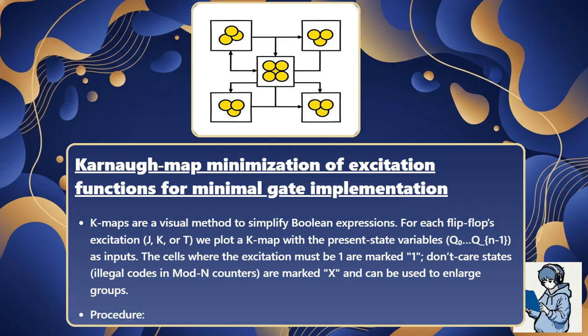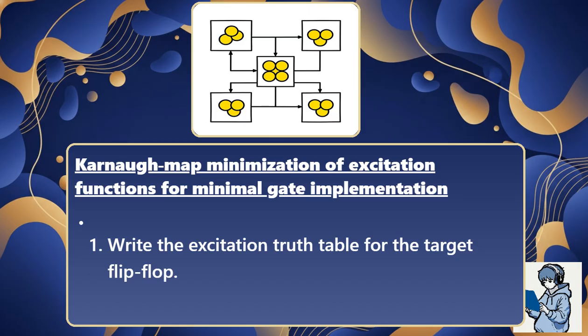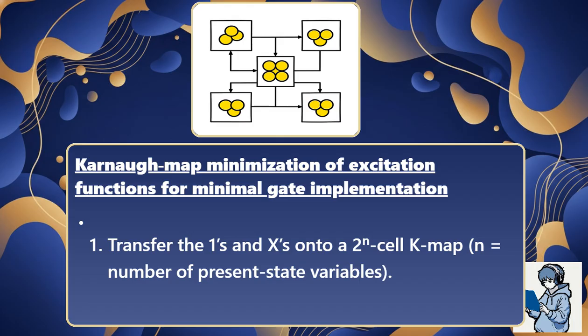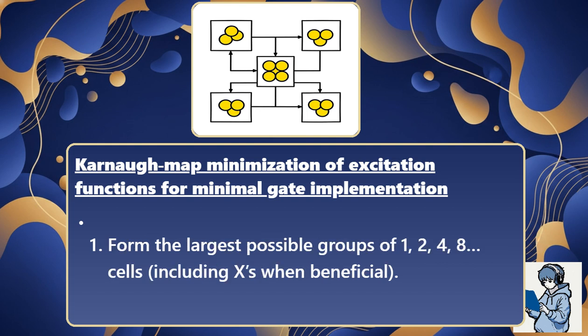A procedure. Step 1: write the excitation truth table for the target flip-flop. Step 2: transfer the 1s and X's onto a 2 to the n cell K-map, where n equals the number of present state variables. Step 3: form the largest possible groups of 1, 2, 4, 8, and so on cells, including X's when beneficial.